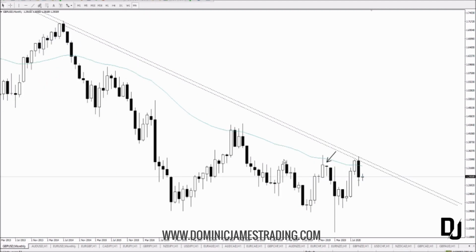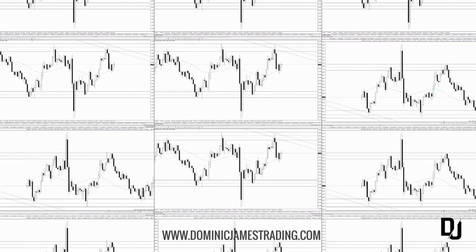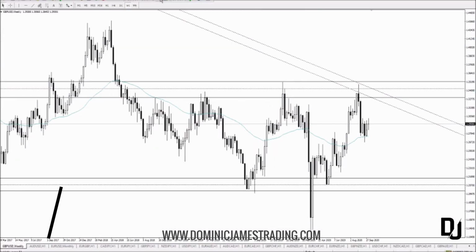So we sold off heavily from here, sold off heavily from here, and if we circle these, you can see that we're at this level again. So just looking for some downside. It doesn't have to be holding for a long period of time, just getting my bias from the higher time frames. Let's go down to the weekly, see what we can see.